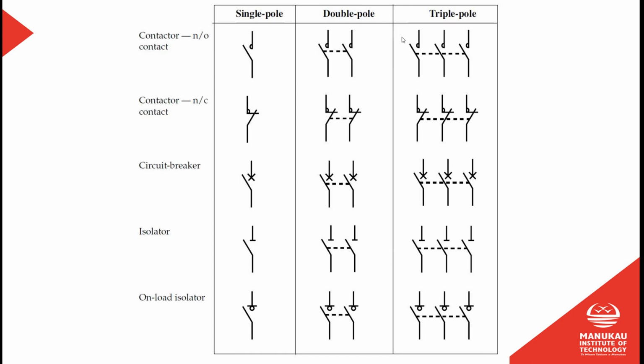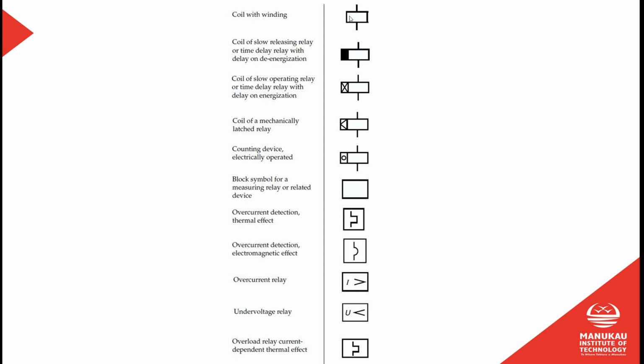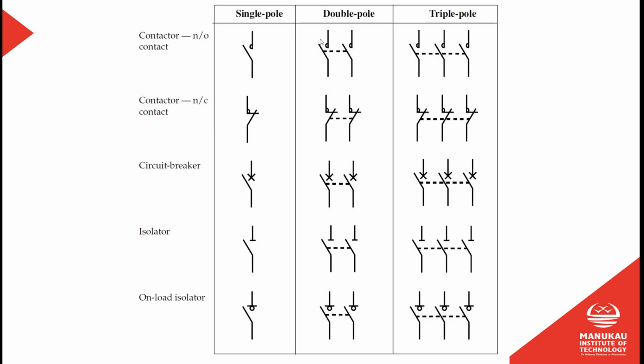And then the remainder of the contactor would be drawn with these symbols here. So if I go back one slide, we would have the coil at the top here, and that would be drawn next to your switches or contacts, either single, double pole or triple pole. And for each of those, we have at the top a normally open, a normally closed, a circuit breaker, isolator or on-load isolator.